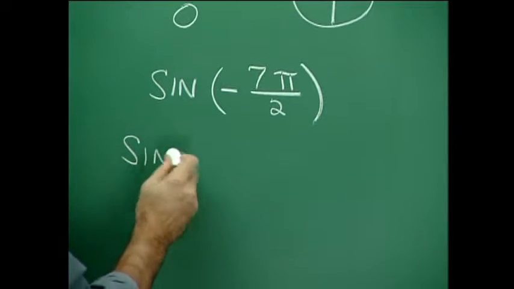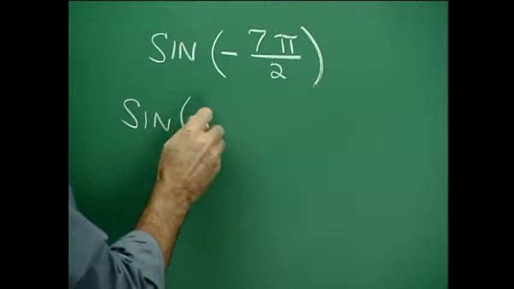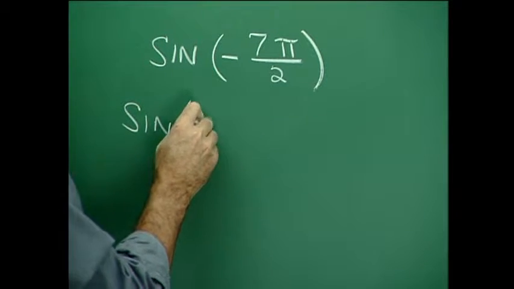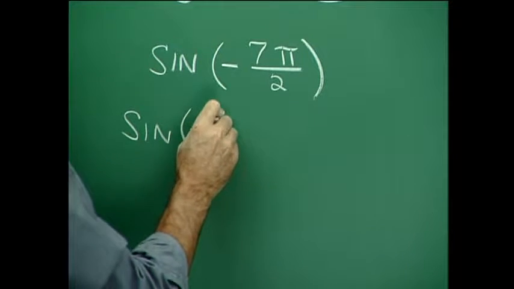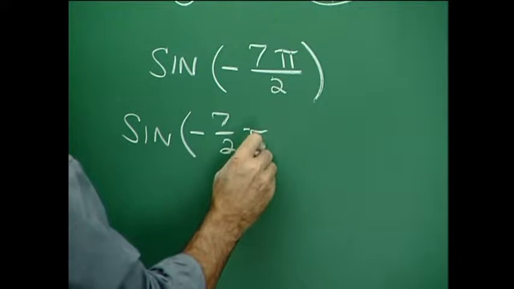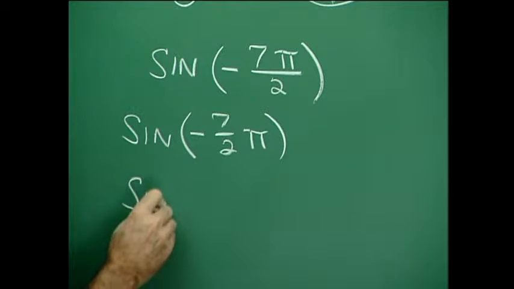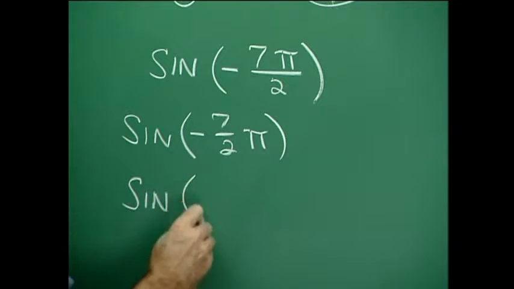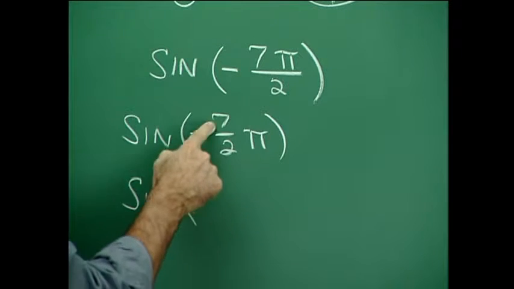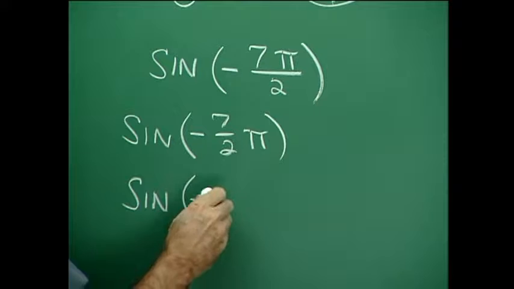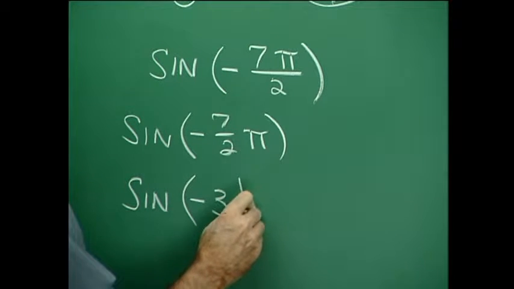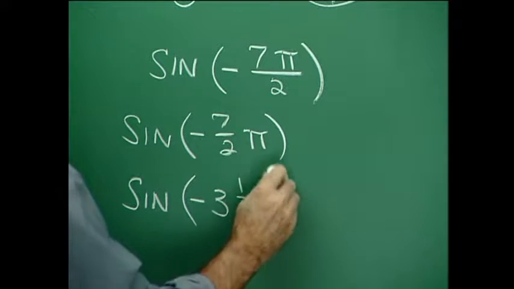And in a similar way, for the sine of this value, let's think of it like this. It's the sine of, now I'm going to separate the coefficient from the pi, so it's -7 over 2 pi. That's the way I want to think about it. And 7 over 2, well, let's see, as a mixed number, I might be able to see things a little bit easier. So it's minus 3 and a half, since 7 goes into 2 three times with 1 left over. So this is -3.5 pi.